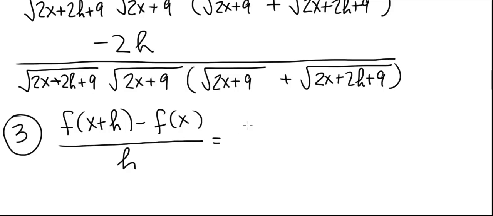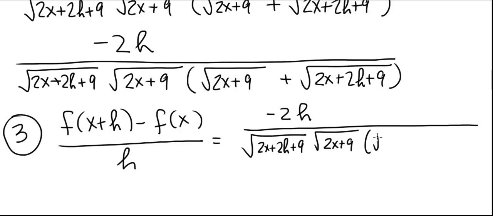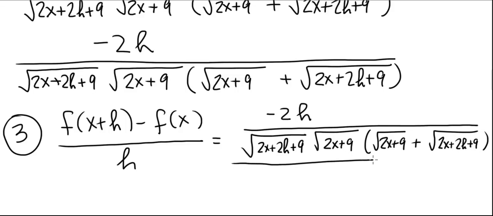and this becomes minus 2h, and then divided by square root of 2x plus 2h plus 9 times square root of 2x plus 9 times the quantity square root of 2x plus 9 plus the square root of 2x plus 2h plus 9, and then all of this divided by h.